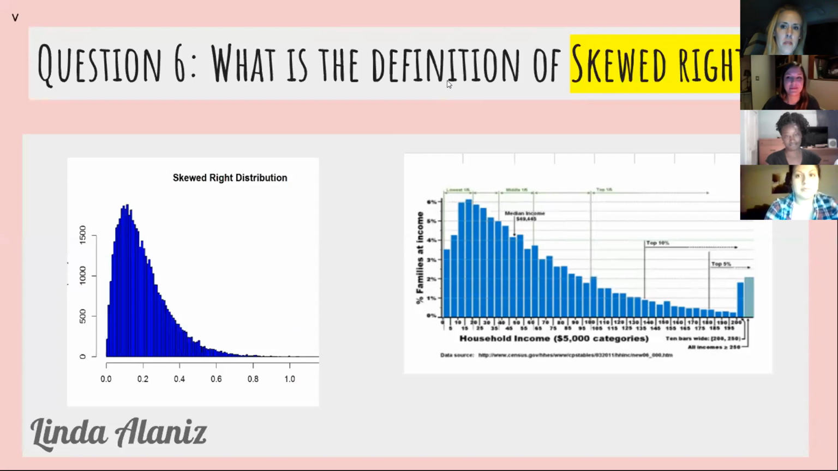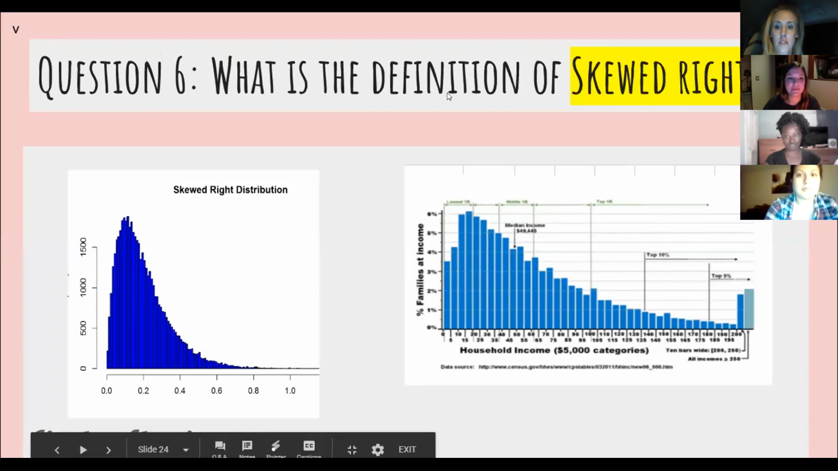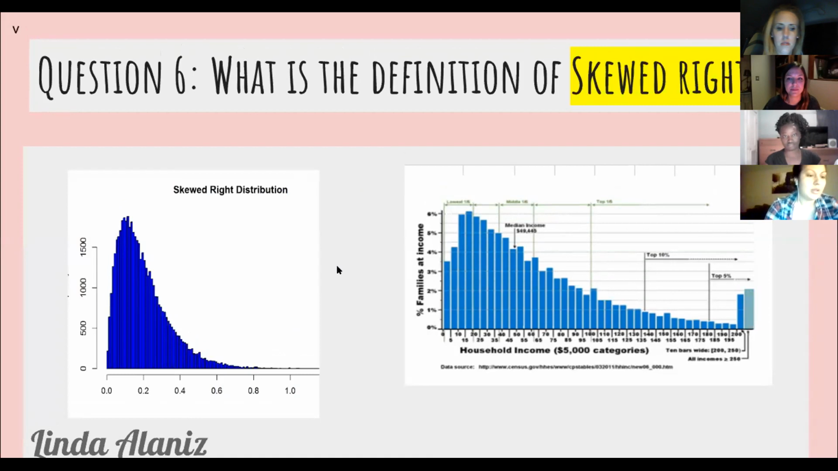So, Linda, let me ask you, what's the definition of skewed right? Can you explain that for us? Okay, thank you. The definition of skewed right is when the mean is typically greater than the median. The tail of the distribution on the right hand, which is the positive side, is longer than the left side.